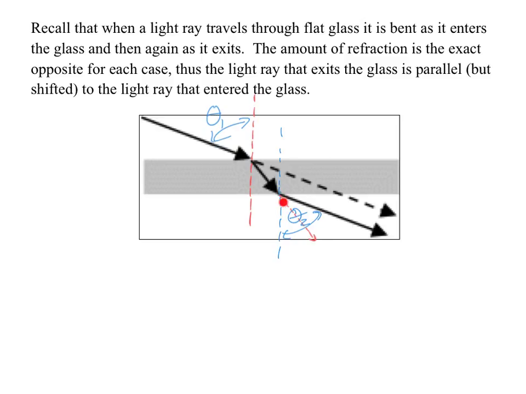So this is just the dashed line showing the trajectory it would take. That's all. But the angle is from here all the way to here. That's theta 2, and that's theta 1. And those happen to be the same. Okay? Other questions on this?